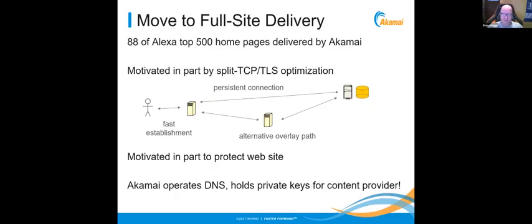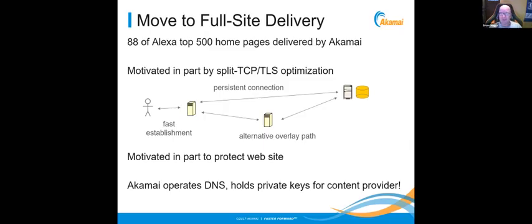One of the consequences of this architecture is that Akamai has to operate the DNS for the top level domain for the customer, like www.mybank.com. Akamai now resolves that, and Akamai holds their private keys for their TLS public certificates. So Akamai is in the position of acting as an imposter that cannot be detected because they've been given all the legitimate credentials.